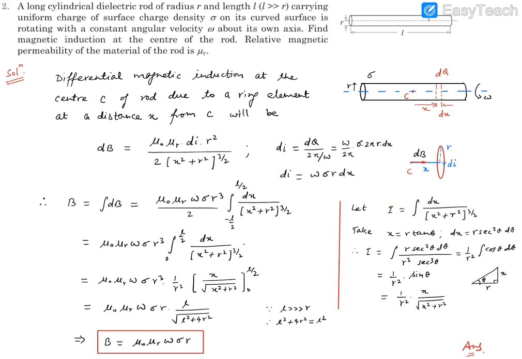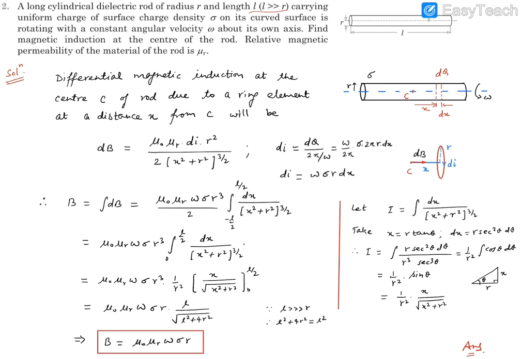Now we substitute this value and put the limits 0 to L by 2, with 1 upon r square taken outside. When we put x equal to 0, it is 0. When we put x equal to L by 2, it is L by 2 upon under root L square by 4 plus r square. Settling the 2, it becomes L divided by under root L square plus 4r square.